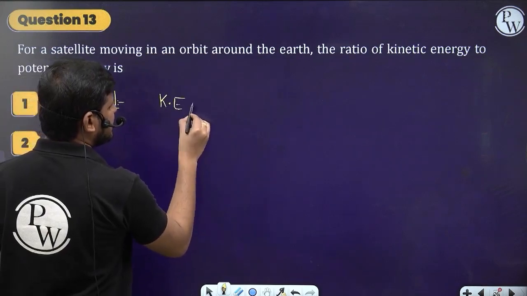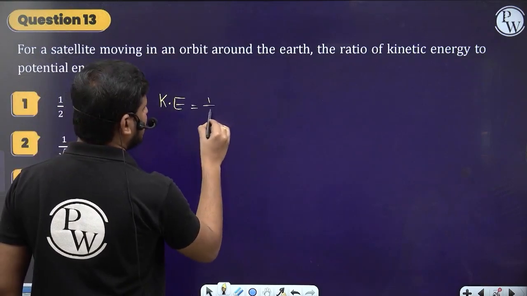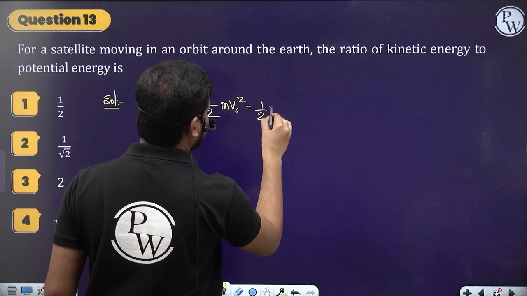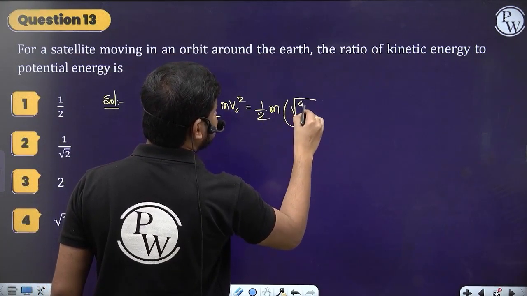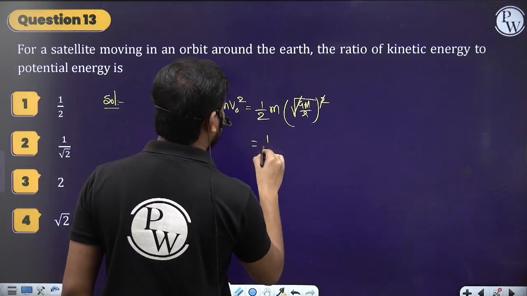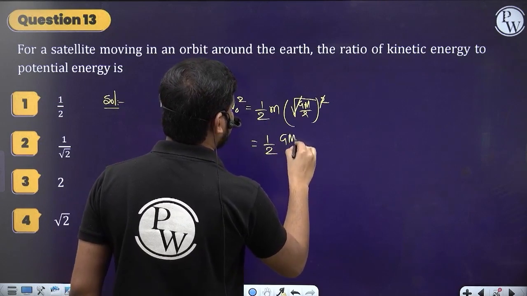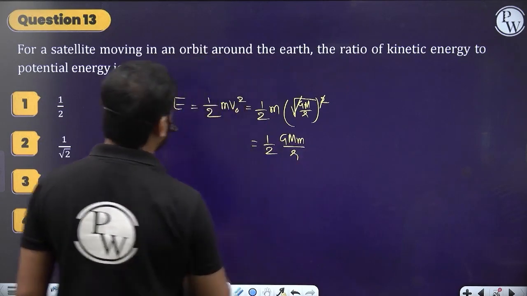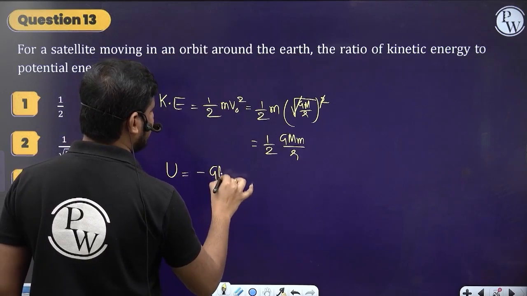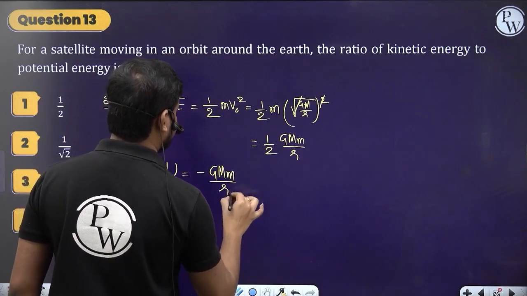So the kinetic energy is equal to half m v naught square. So what is this v naught? Half m, v naught is root over GM by r, whole square. So the square root gets cancelled. Half GMm by r. So this is the kinetic energy. And the potential energy we already know, minus GMm by r, right?